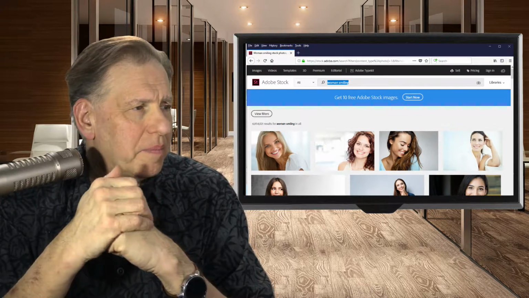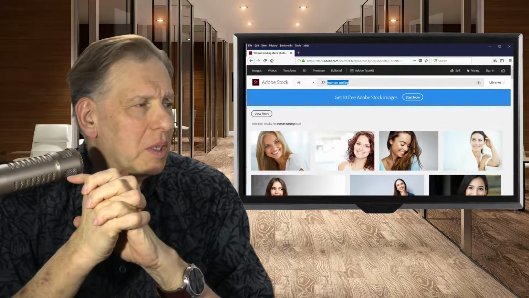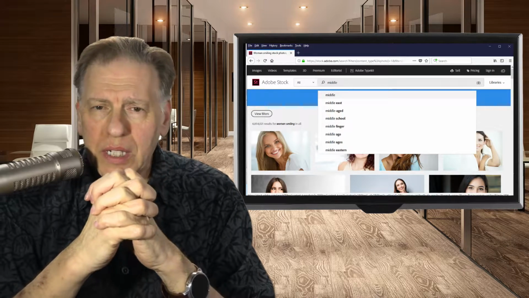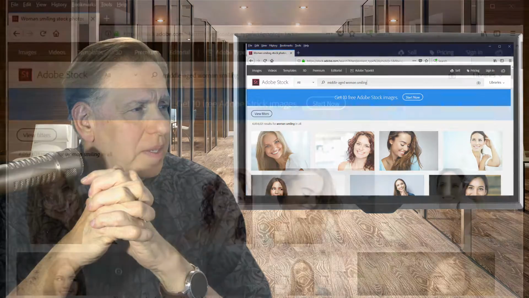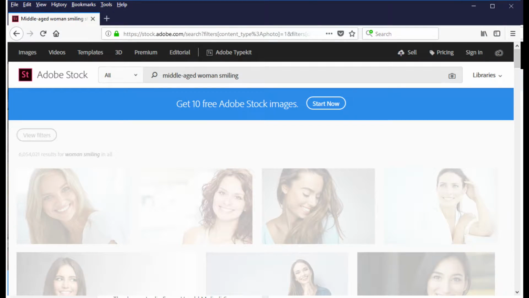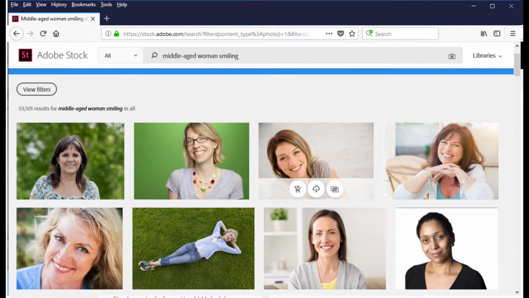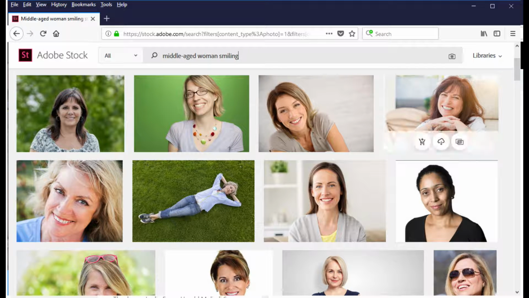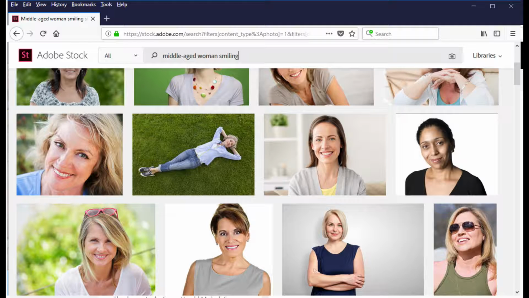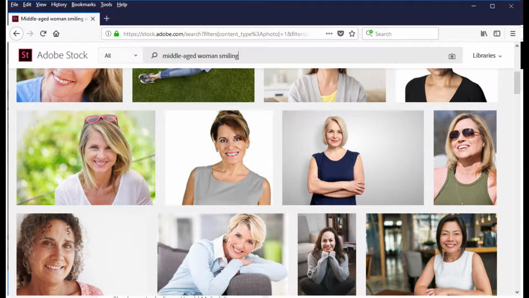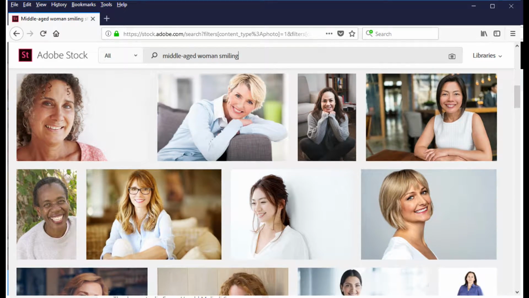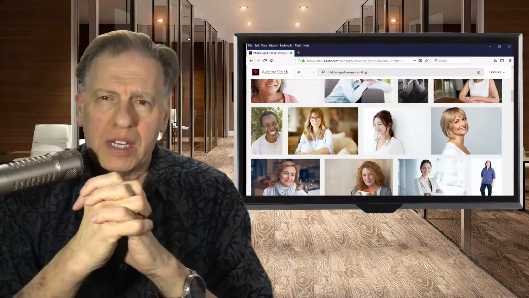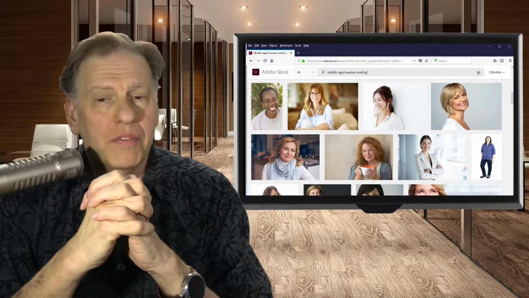So we want to say middle-aged woman smiling. And we have smiling middle-aged women. And so now we have women that meet that criteria. It's not that hard to get a more specific search. It's just think about it before you immediately start typing, because you'll get varying degrees.